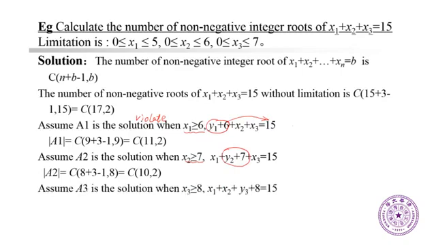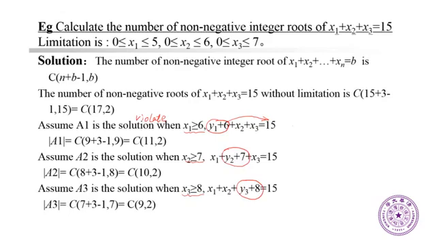Similarly, for the third restriction, x3 is in 0 to 7. If we violate this restriction, it means that x3 is no less than 8. So as we did, we let A3 be the set of solutions in which x3 is larger than or equal to 8. Substituting x3 with y3 plus 8, x1 plus x2 plus y3 equals 7. After analyzing, the size of A3 is C(7 plus 3 minus 1, 7), equal to C(9, 2). So we define three different sets.